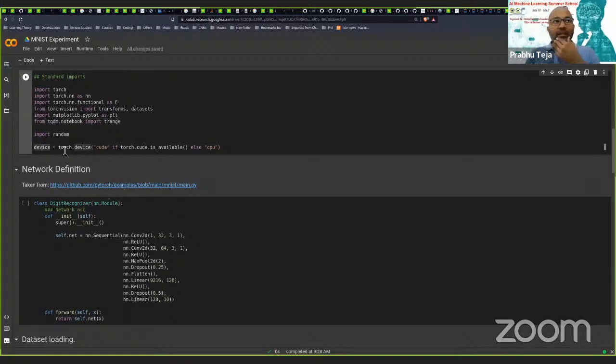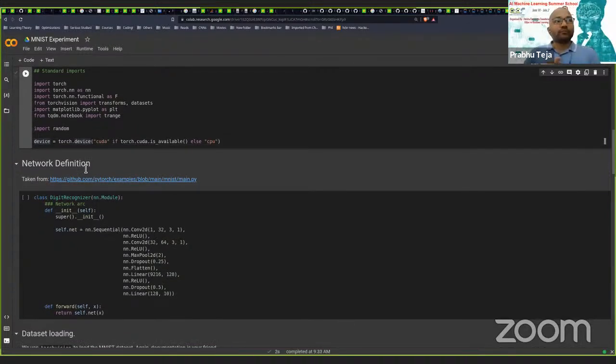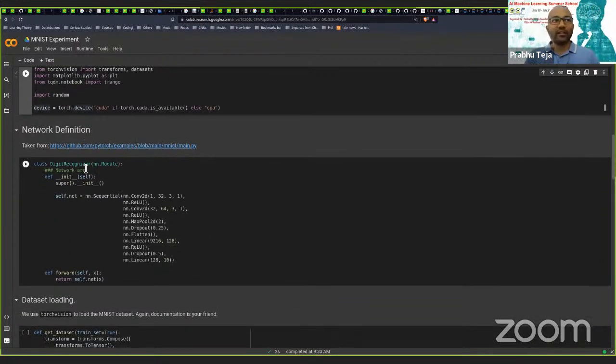And this is the important part. A device is literally, physically, a device. It can be a CPU or a GPU. All that I'm saying is use the device as CUDA, that is a GPU, if it is available. Otherwise, just stick to CPU. That's all this line says. So let's run this. It has imported all the modules I need, and it has defined a device.